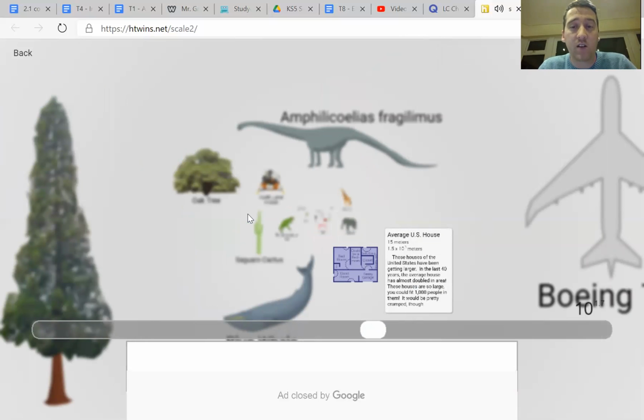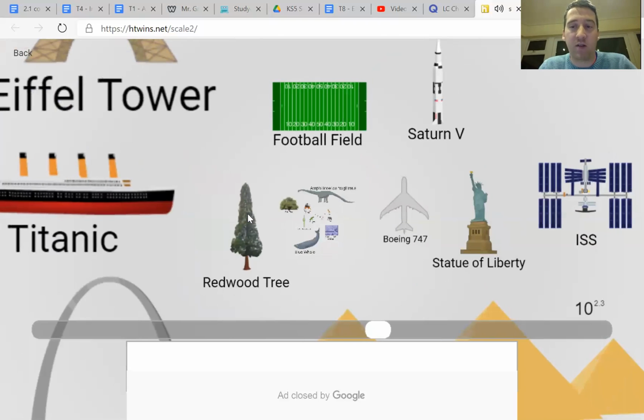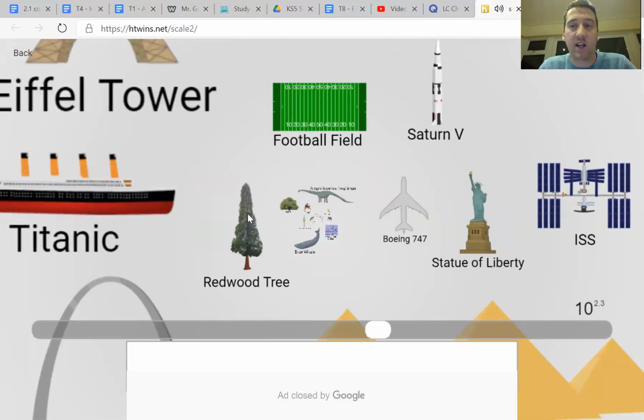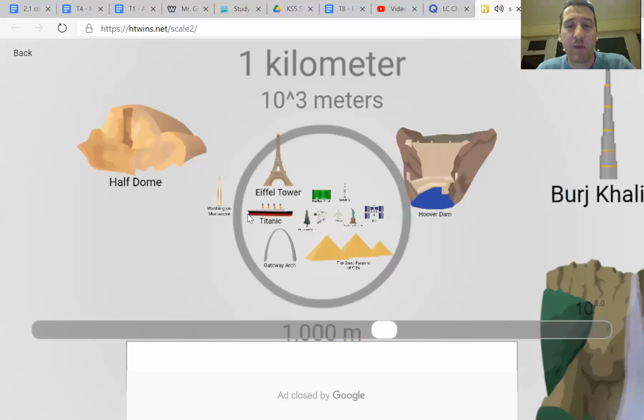So some of the old dinosaurs. These are measured in meters. We have a plane, for example, the Statue of Liberty. All these things are still measured in meters. The Titanic. We're getting to really big amounts of meters there. There's the Eiffel Tower. Now, once we get to this size, or any bigger than that, we need a bigger unit. We call this a kilometer.